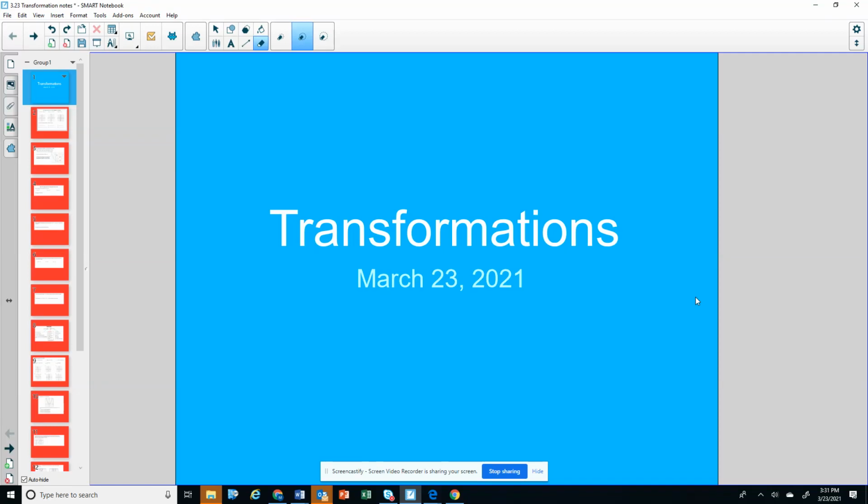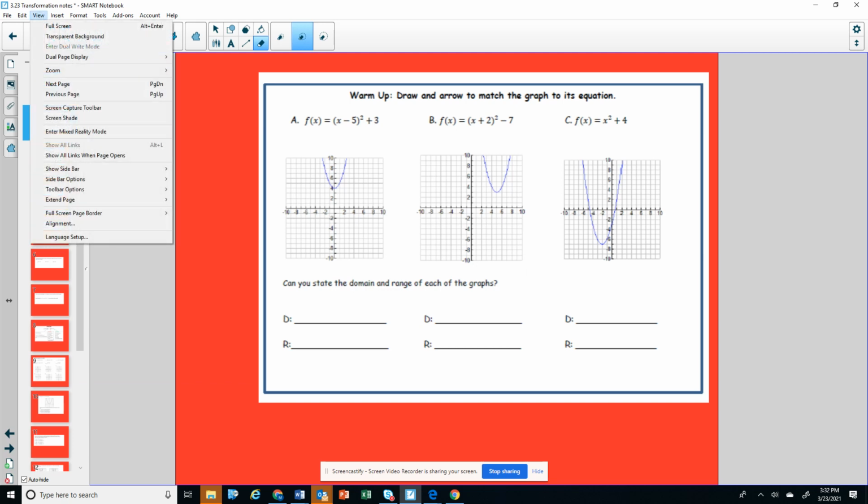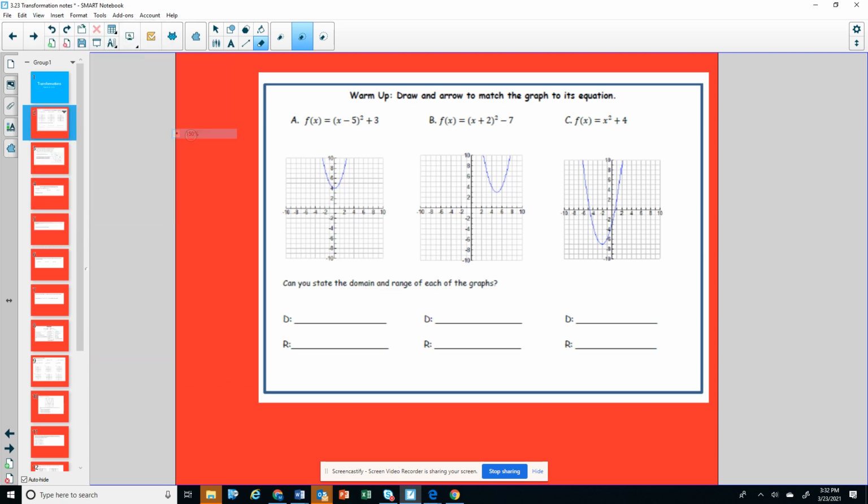All right, class, today's lesson is on transformation. And today we'll look at the bell ringer or the warm-up problems. We're given three graphs, three functions, and we're asked to match each function to each graph. All right, so let's look at the first function.